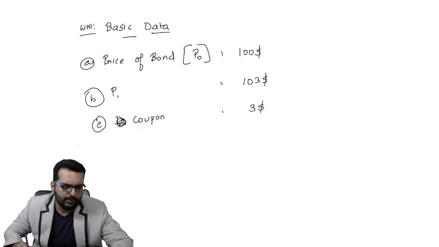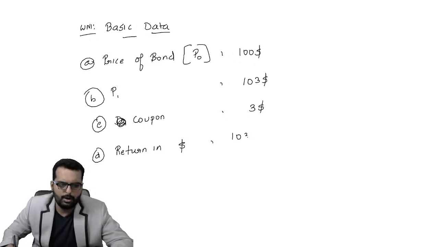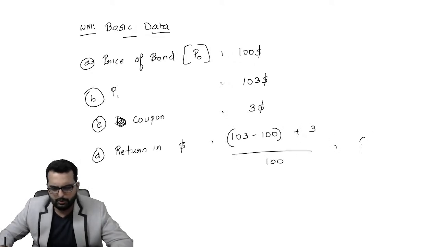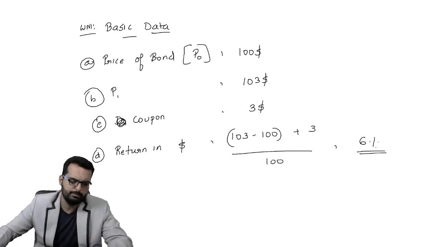So friends, from this, can I find out the return in dollars? The formula would be P1 minus P0 plus D1, divided by P0, which is 103 minus 100 plus 3, divided by 100. Do I get the answer as 6%? Can you write down till here in your books now?